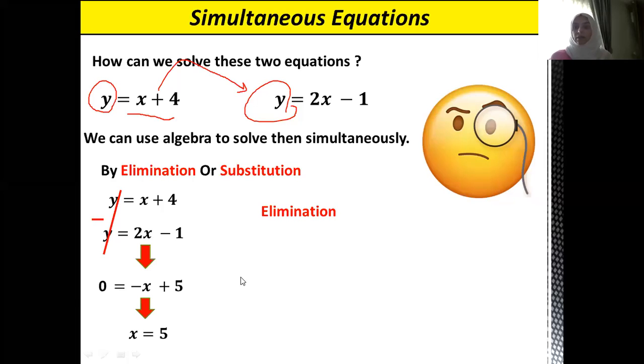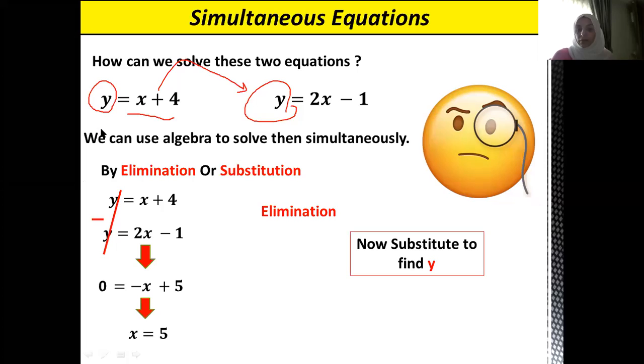Now when I know that x is 5, I go directly to one of the equations, any one of the equations. Let's say that we're going for the first one. So we substitute to find the value of y. Okay, y equals x plus 4, 5 plus 4 equals 9. So we have x equals 5 and y equals 9.